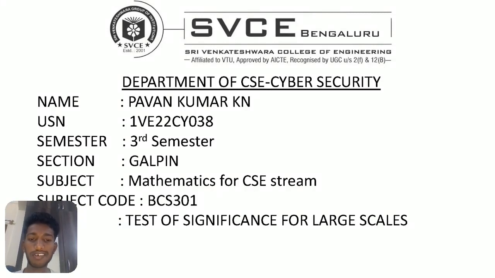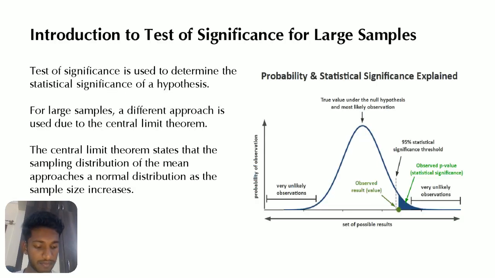Today I am here to discuss test of significance for large samples. Okay guys, let's dive into the topic. Introduction to test of significance for large samples. Test of significance is used to determine the statistical significance of a hypothesis. For large samples, a different approach is used due to the central limit theorem. The central limit theorem states that the sampling distribution of the mean approaches a normal distribution as the sample size increases.